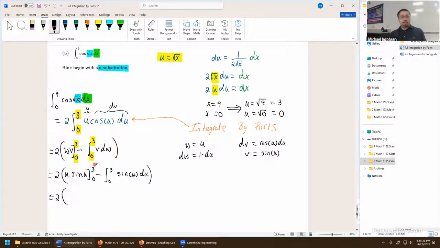So first, evaluate at the upper limit, 3. We'll get 3 sine 3 minus, put 0 here. Sine 0 is 0, u at 0 is 0, so it's just a minus 0 altogether. And then don't close the parenthesis because the 2 distributes through this piece as well. So we have sine u and a negative sign. Anyone see what should go here? Is it going to be cosine or negative cosine?